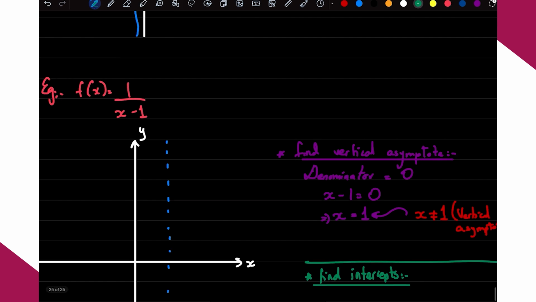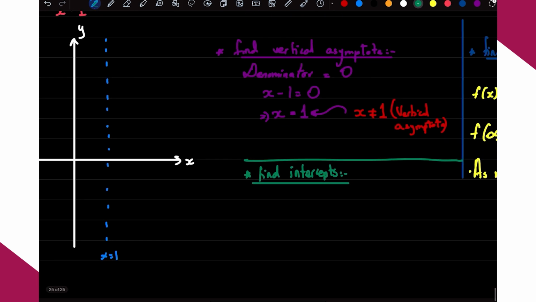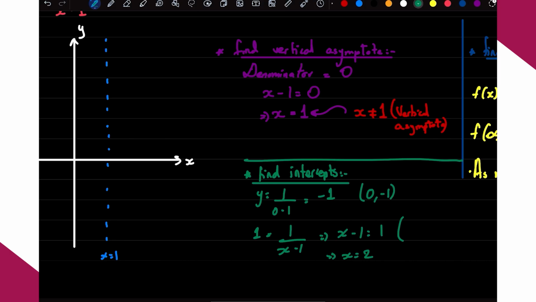All right. So to find the intercepts, what we just do is we take y is equal to 1 over 0 minus 1. That's negative 1. So that's going to be 0, negative 1. And you've got 0 equal to 1 over x minus 1, so x minus 1 equal to 1. And we could say that x equal to 2. So 2, 0 is going to be my x-intercept.